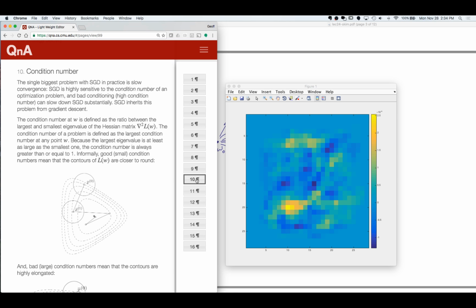And if it's convex, meaning all of the eigenvalues are bigger than or equal to 0, the condition number is the ratio between the largest and the smallest eigenvalue of the Hessian. And that's the condition number at a particular point, and the condition number of a problem is the worst case over all points. So the condition number is always bigger than 1, because the largest eigenvalue is always bigger than the smallest eigenvalue. And if the largest eigenvalue is close to the smallest eigenvalue, that gives you a small condition number, a small ratio, which is good. And if the largest eigenvalue is much larger than the smallest one, that gives you a bad condition number, meaning a large condition number.